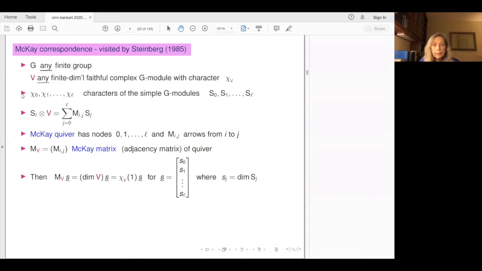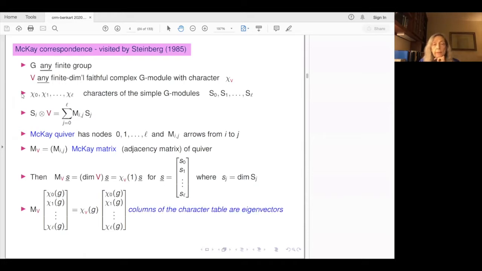But actually, he went a lot further, showed that if you take the characters and you evaluate them at any element of the group, you get an eigenvector. Now, this could be 0, and of course, there's a lot of repetition because characters are traces, and traces are the same on conjugate elements. So, in fact, the columns of the character table are the eigenvectors, and conjugacy class representatives give a complete set of right eigenvectors.